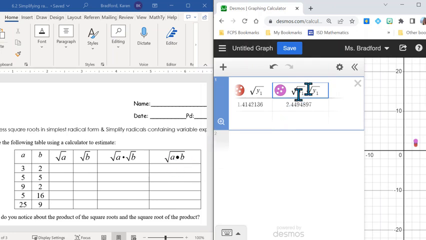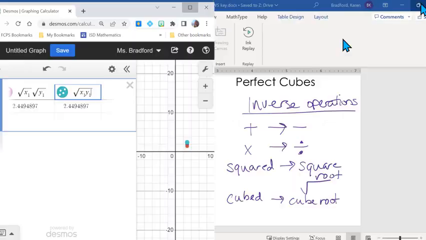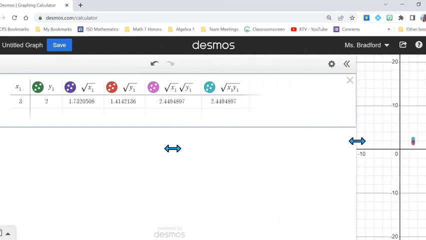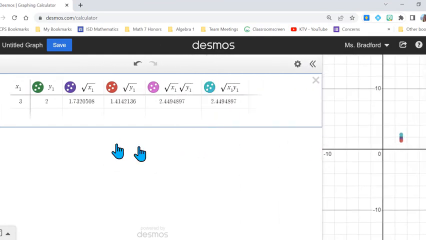So we're going to go over to the next column, and we're going to do the square root of X1 times Y1. Now, you don't need the times symbol. It will understand if you put X1 next to Y1. Yeah, it understands X1 times Y1 there. Now, I'm going to change my screen so we can see the whole table at once. We don't really need the graph part. We just want to take a look at the table.